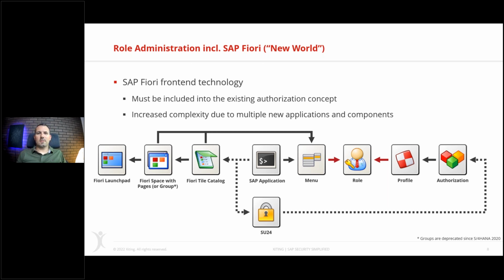There are also new components that we have to build, whether it's the catalogs, but then also to display those apps on the Launchpad. We have either the new approach with spaces, pages, and sections, or the old approach with the groups approach. And those have to be added to the roles as well, so that users are able to see the applications that they have access to on the Launchpad. So it's a couple of things that we have to understand, that we have to authorize, and that all needs to happen. We're still using the same tools from a PFCG perspective, but there are new components that we have to understand.